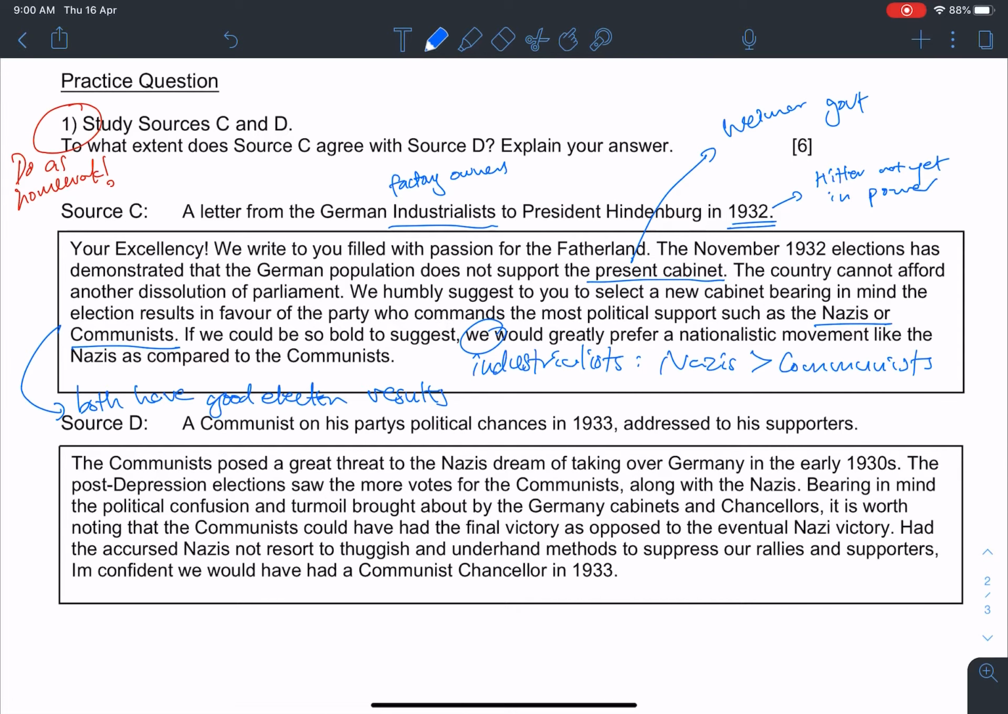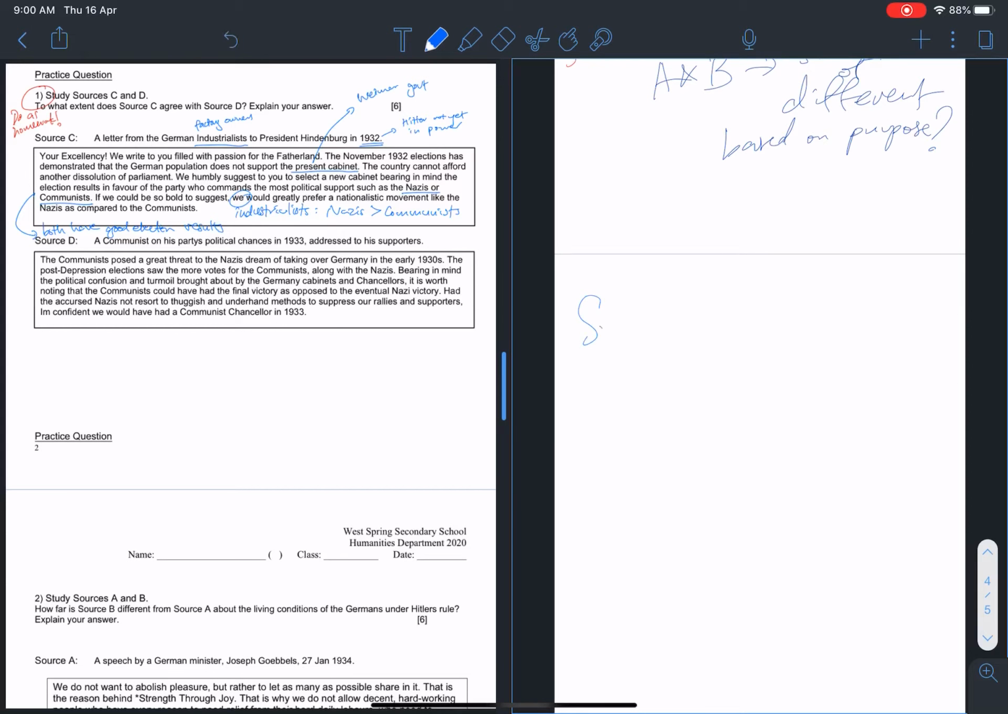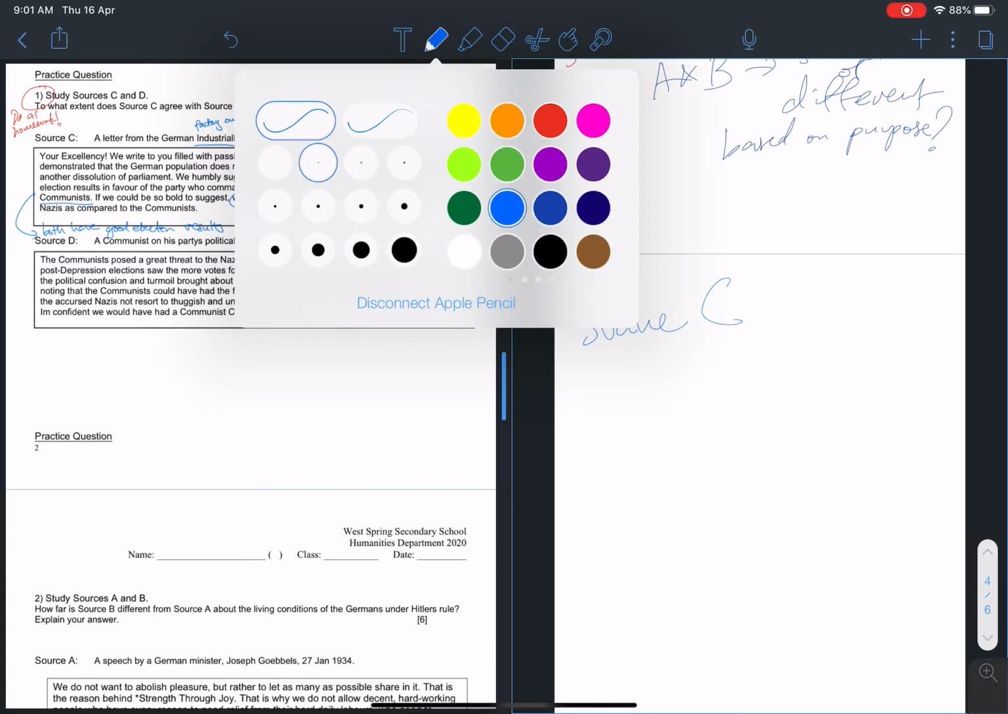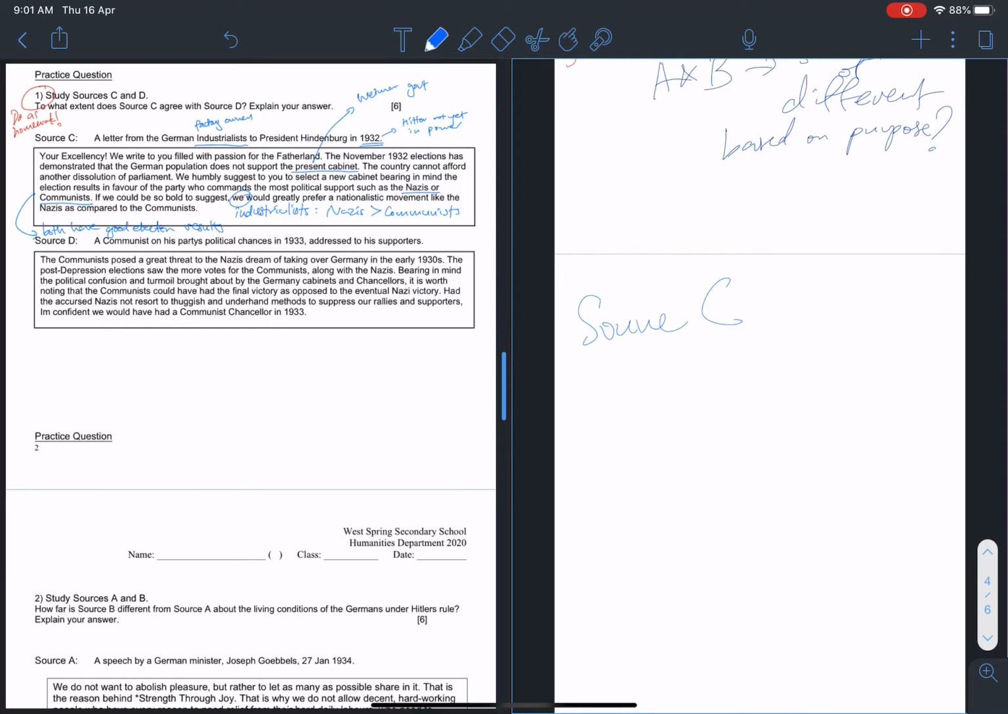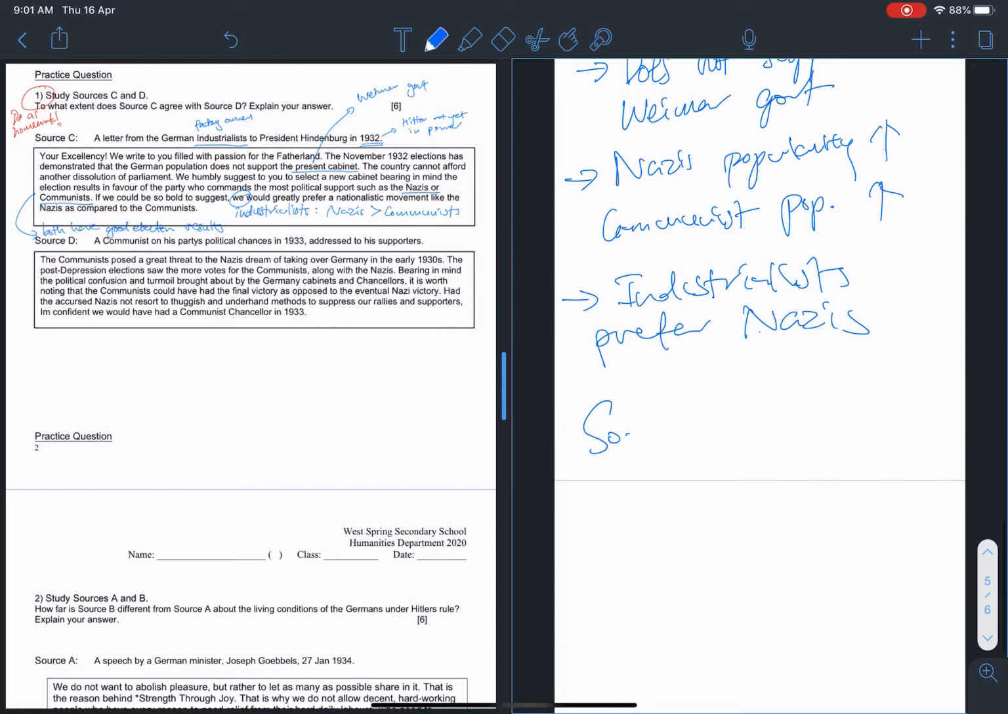Okay, cool. So let me do a quick source summary. What have I figured out so far about source C? Okay, source C. Sorry, you can't see very clearly. Source C says that it does not support the Weimar government. It says that Nazi popularity increased, as did the communist popularity, and the industrialists prefer Nazis. Right? So now let's look at source D.